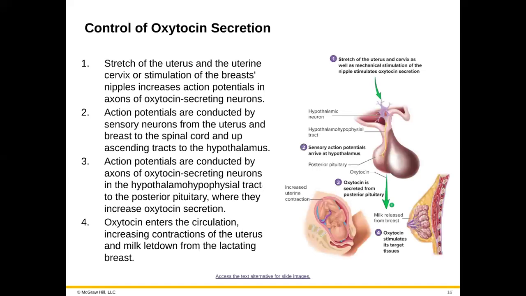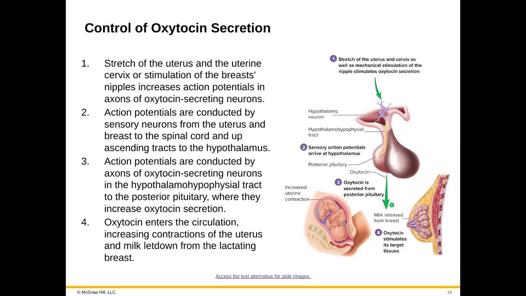Now looking at oxytocin secretion. We've talked about this a lot. This is our example of the positive feedback loop. Stretching of the uterus and the cervix is going to stimulate more oxytocin to be secreted. Looking at our image over here, stretch of the uterus and the cervix, or mechanical stimulation of the nipple, any of that can help stimulate oxytocin secretion.